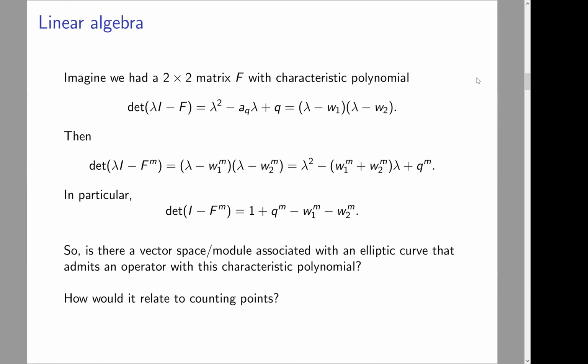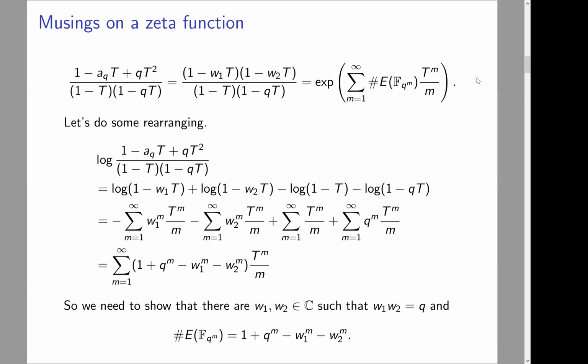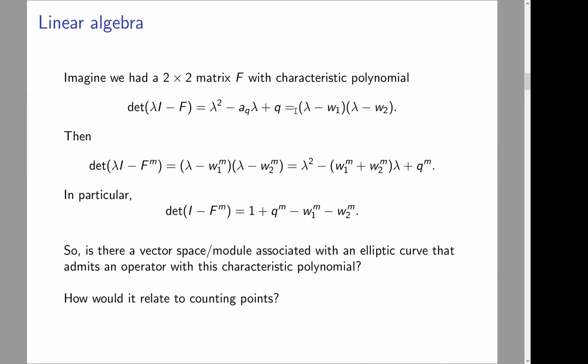So I'm just going to go back to the previous slide for just a moment. So on this slide, we have 1 minus aqt plus qt squared. On the next slide, well, it's almost the same. We've just put the t squared over here rather than next to the q. We'll just reverse the order of the coefficients. But it's essentially the same sort of characteristic polynomial. And now w1 and w2 are actually the roots of this polynomial rather than the reciprocal roots. Okay, so imagine we had a matrix with this characteristic polynomial.